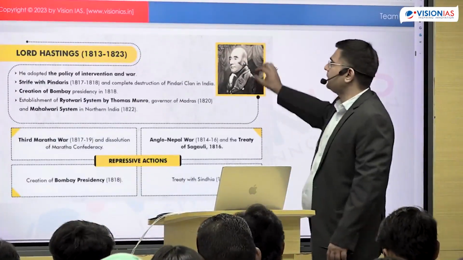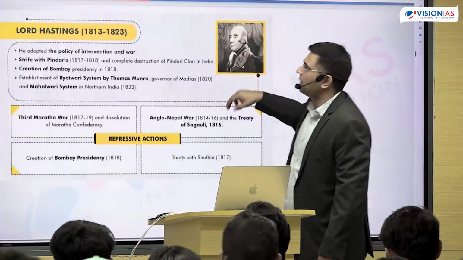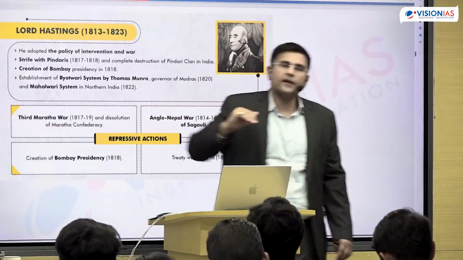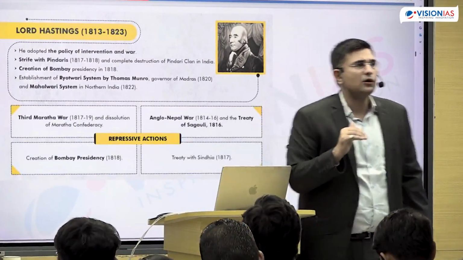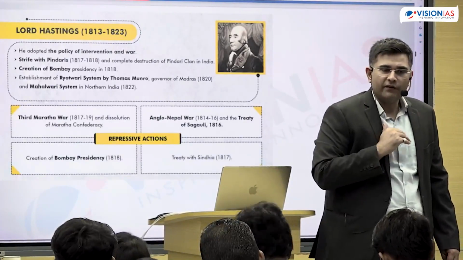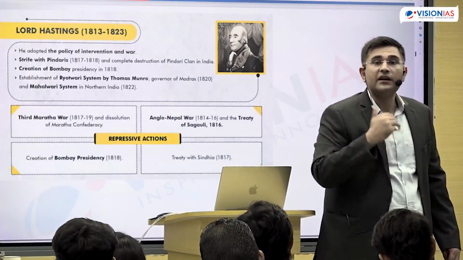Hastings, 1813, another vulture, right? Empire builder, right? His policy is known as the policy of paramountcy. He said that from now on, the British are going to be the paramount power in India, and if British interests are impacted, then we'll take very harsh measures and we will even annex.